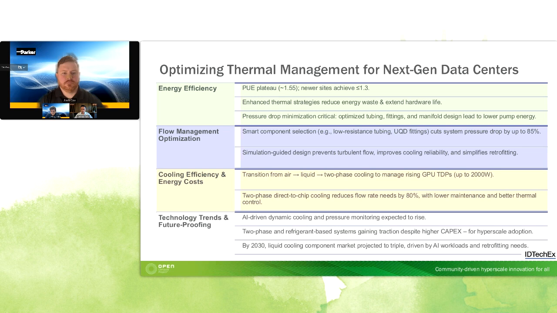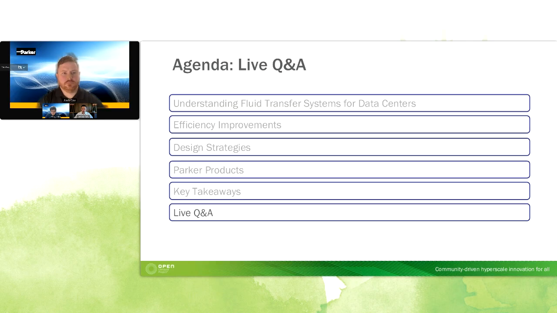And by 2030, we believe that the liquid cooling component market size is going to triple, primarily driven by AI workload and also the retrofitting requirements. So with that, it comes to the end of the actual presentation. And yeah, we're open to questions.